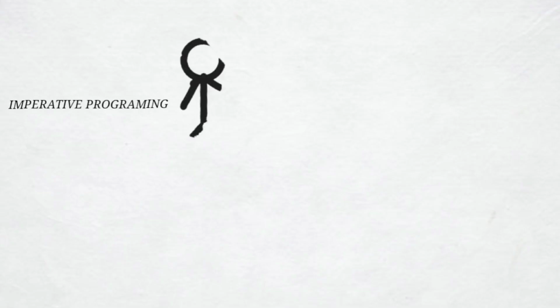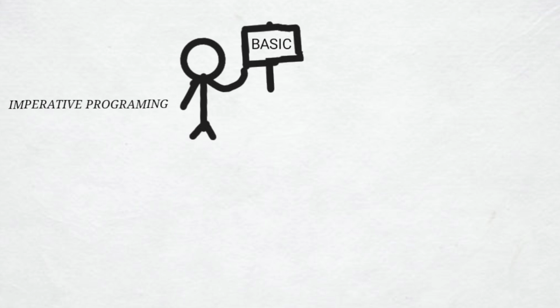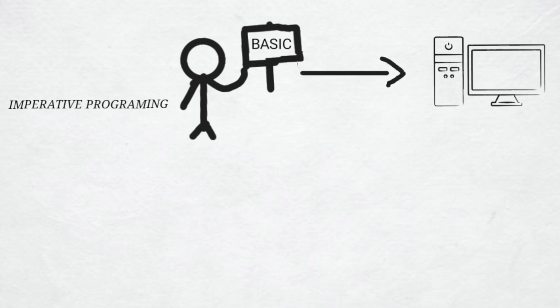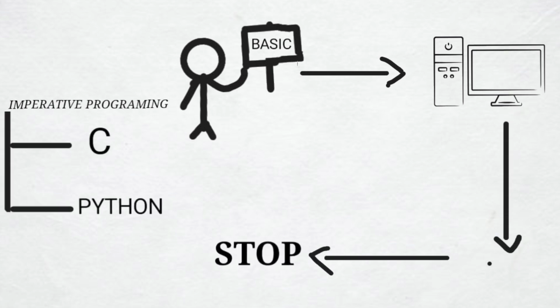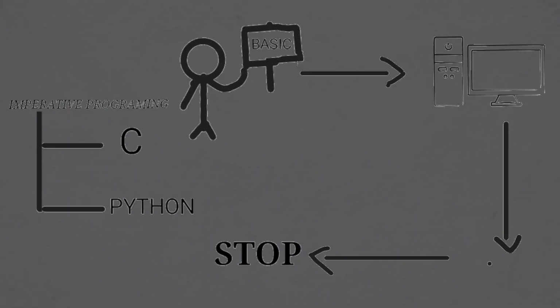First, we have imperative programming. This is the most basic style. Here you tell the computer how to do something step by step. It's like giving directions. Go straight, turn left, and then stop. Languages like C and Python support this.